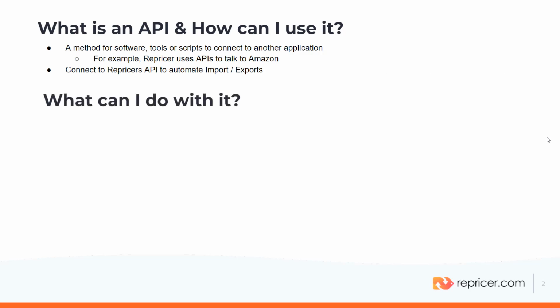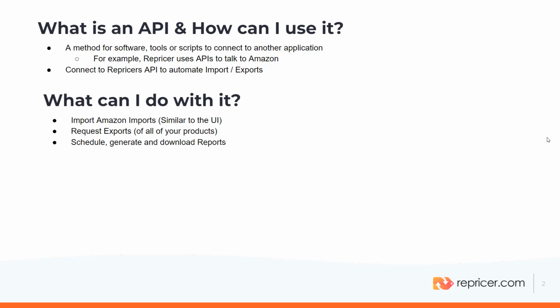The Repricer.com API is powerful, and it allows you to achieve a number of things. The most common use is to allow you to upload import files into Repricer.com. These are the same files that you would import via the import screen. Similarly, you can request exports of all of your product data, and you can also schedule, generate, and download reports just like you can do by logging into Repricer itself.